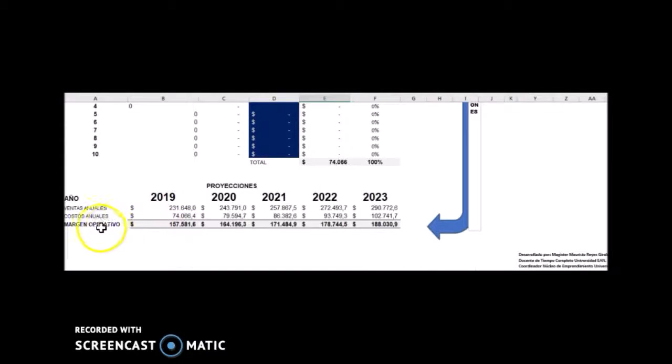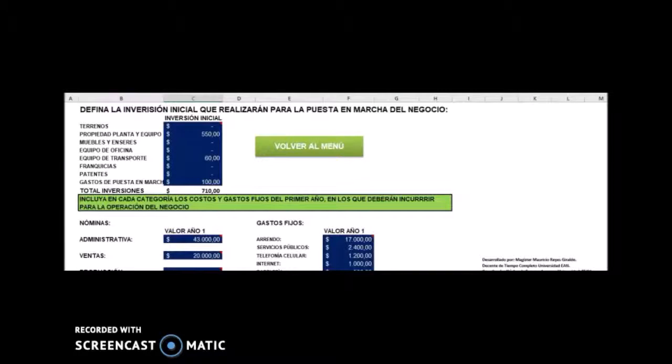So with this data we can compile it, and we have here our projections. So the operative profit that we can have in 2019 is going to be about $157,000. For 2020, we have $164,000. In 2021, $171,000. For 2022, $187,000. And in 2023, $188,000.